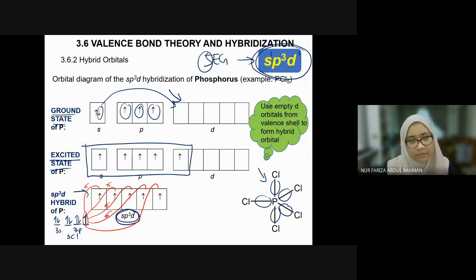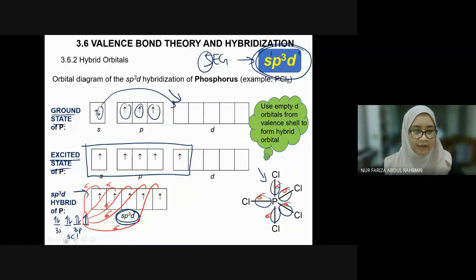Last one would be this one, sigma. Okay, alright. Sama tak dengan kita punya Lewis structure? Sama, ni semua sigma, sigma, sigma, sigma. Alright, so the best part is how do we draw the orbital overlap for PCl5?